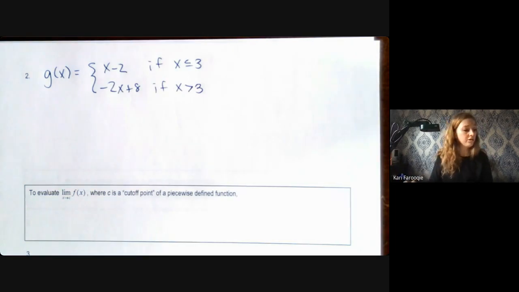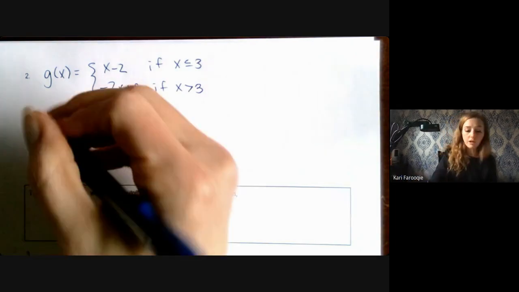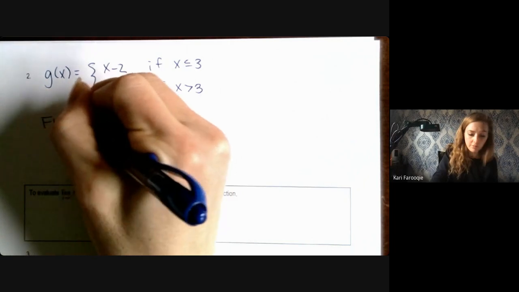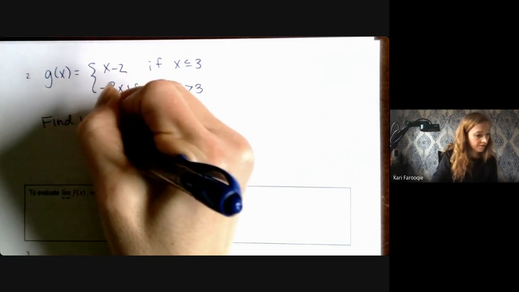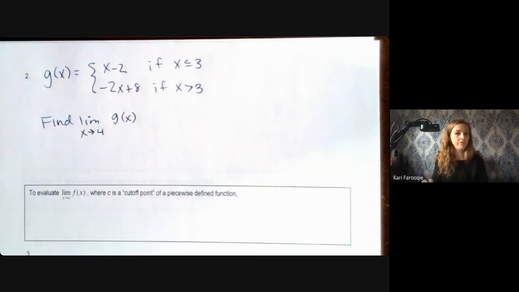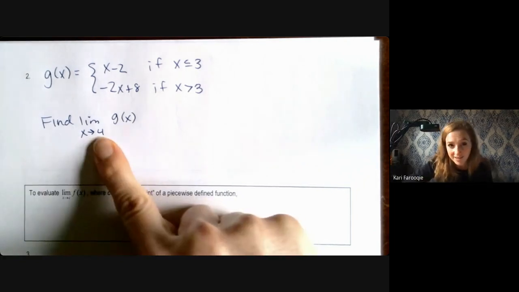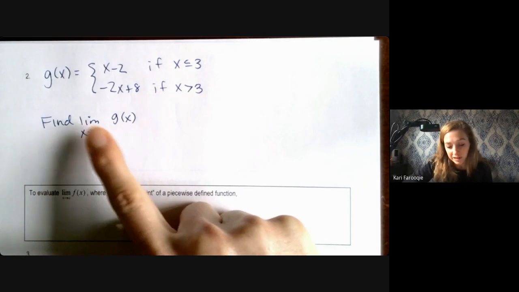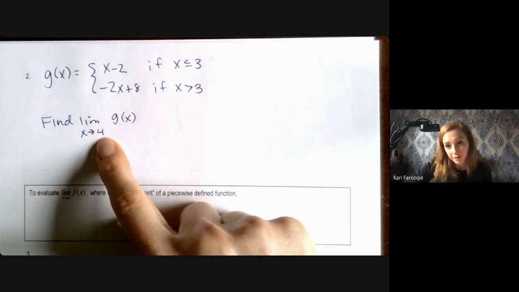Now, what we're going to do is take this function and find the limit as x approaches 4 of g of x. Now, if you're thinking, oh my gosh, she just gave me a piecewise function, this is torture, I hate this, don't worry about it, because this is not a boundary value. C in this case is not a cutoff.